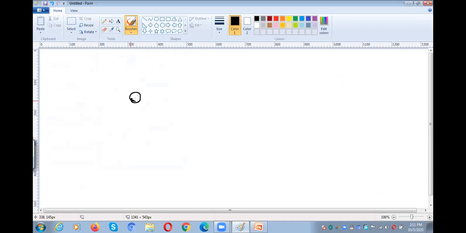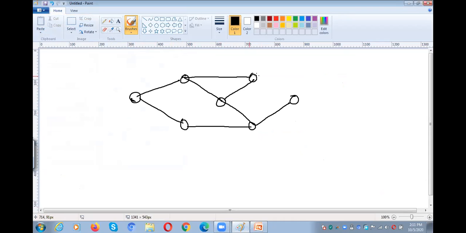Here, if you observe, this is a node, this is another node, and this is another node. So for example, this is the network, with nodes A, B, C, D, E, F, G. Whenever A wants to transfer a packet, it will forward the packet in all directions, to B and C. Whenever B receives the packet, what will it do? It will forward the packet to this node and this node.